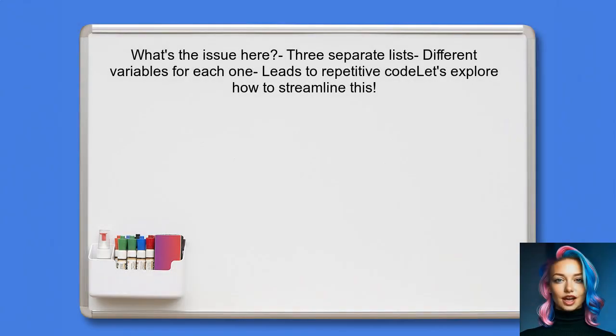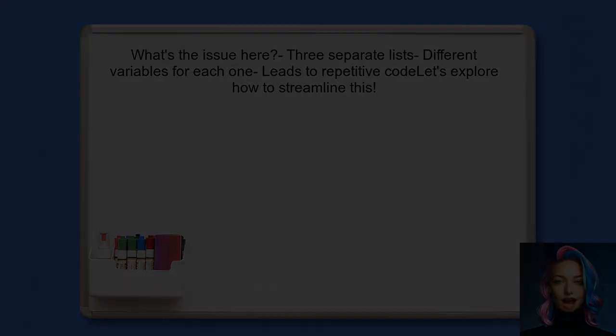So, what's the issue here? The user has 3 separate lists and is using different variables for each one. This leads to a lot of repetitive code. We'll explore how to streamline this process and make your code cleaner and more efficient.